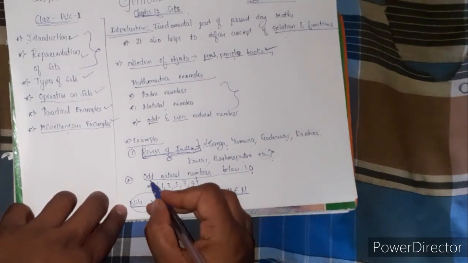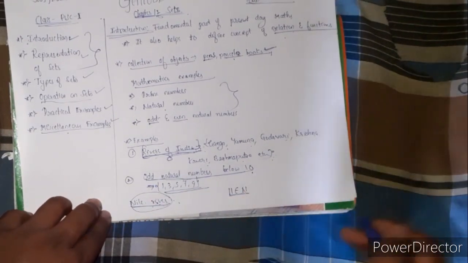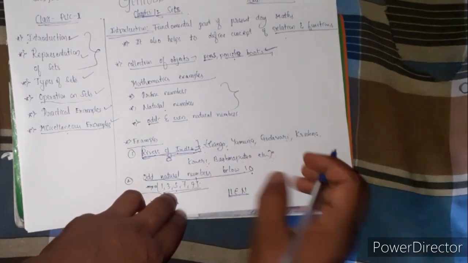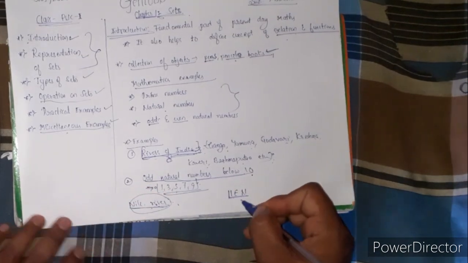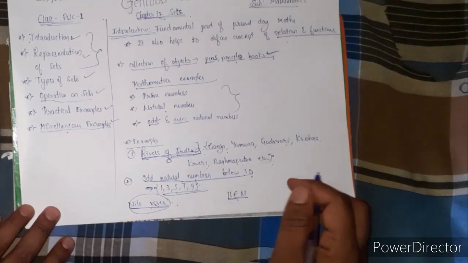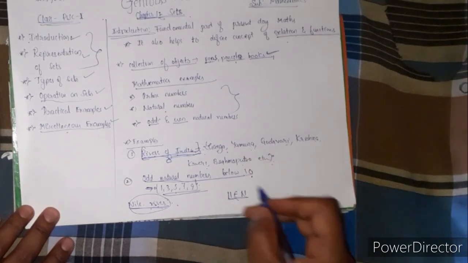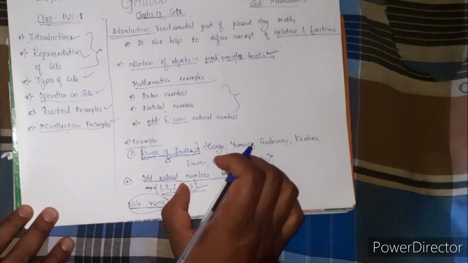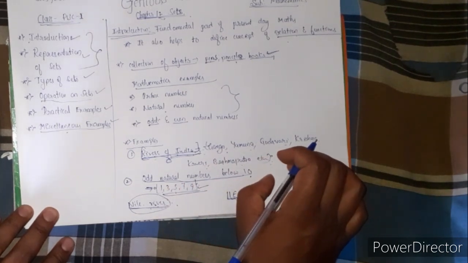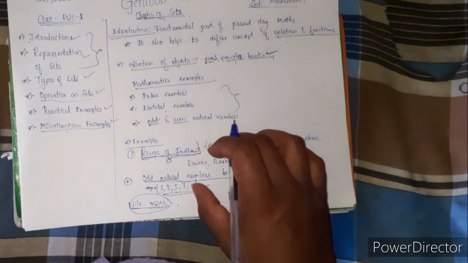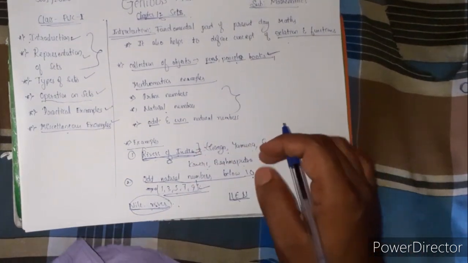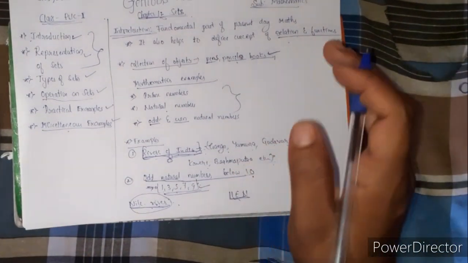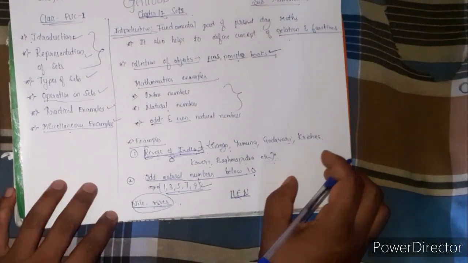Similarly here, odd natural numbers less than 10: 1, 3, 5, 7, 9 are the only ones, whereas 11 is an odd natural number but it is not below 10. Using this I can easily say 11 does not belong to the odd natural numbers below 10. So now the concept comes. A set is a collection of well-defined objects.